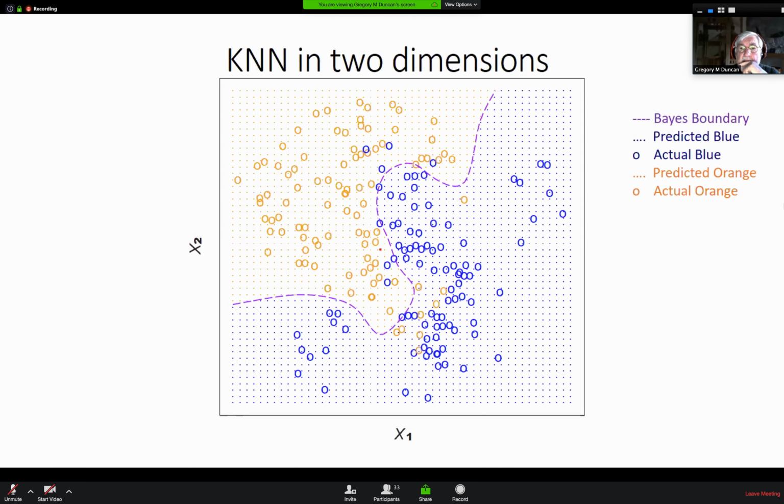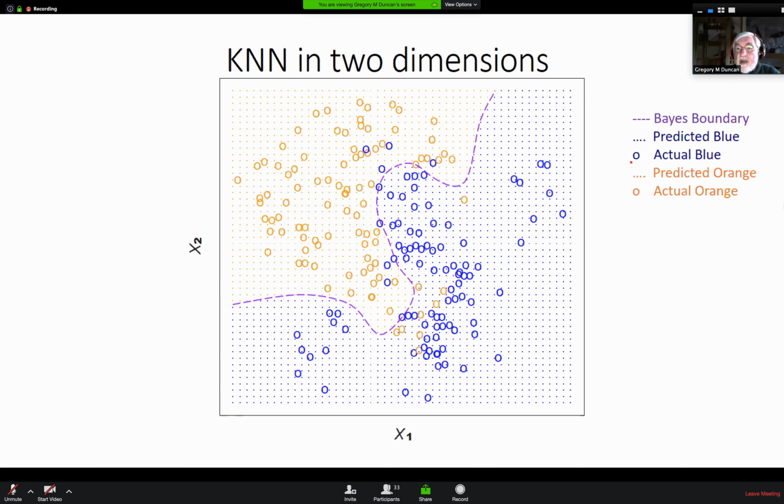This boundary here is the Bayes boundary. That is, if I know the probabilities, then this separates the X1, X2 plane into 2 parts: a part that's predicted orange, a part that's predicted blue. You'll note that everything below this line, the little dots are blue, so that means that's the area where you predict blue. Similarly up here, predict orange.